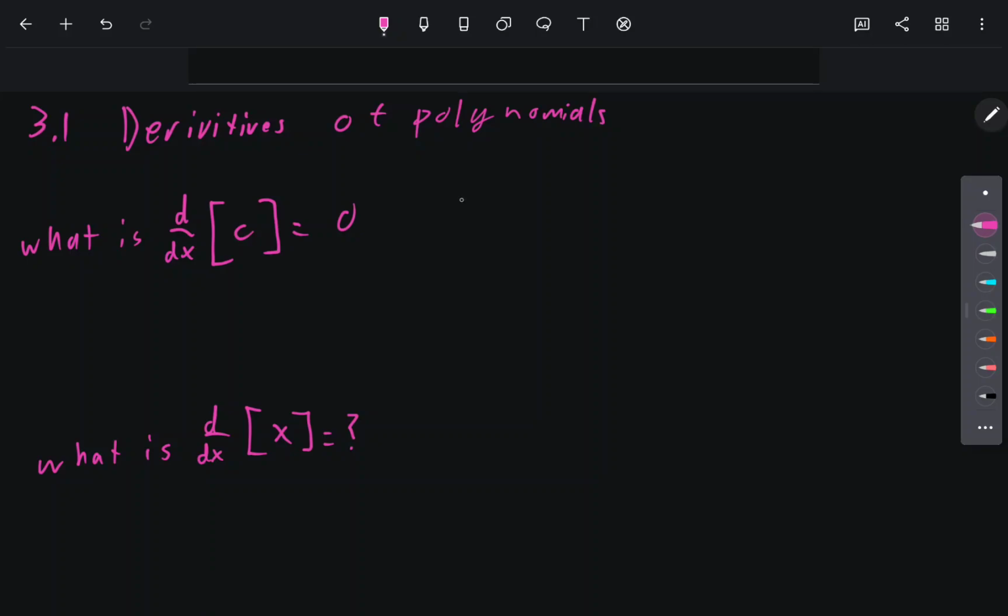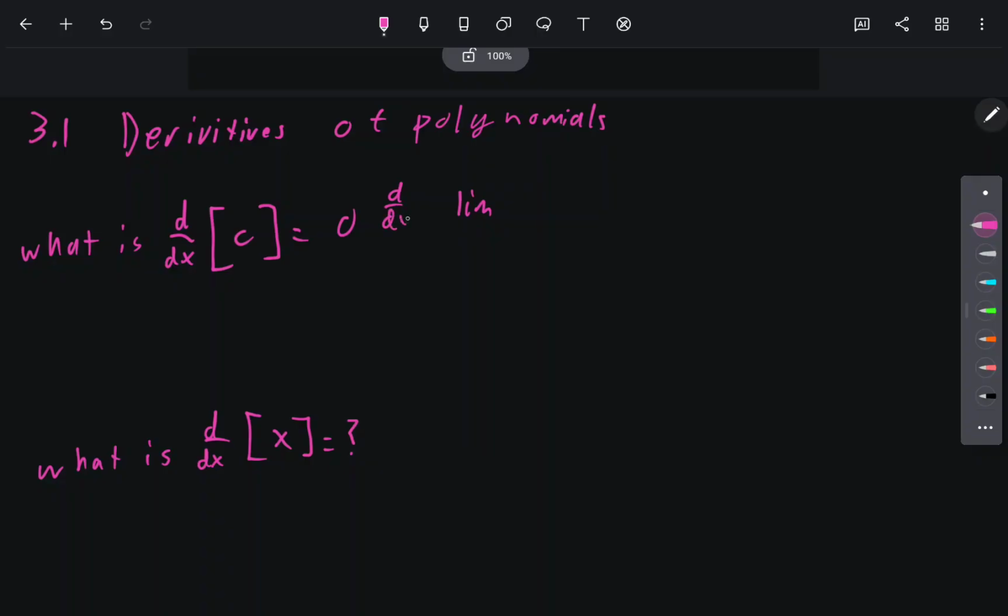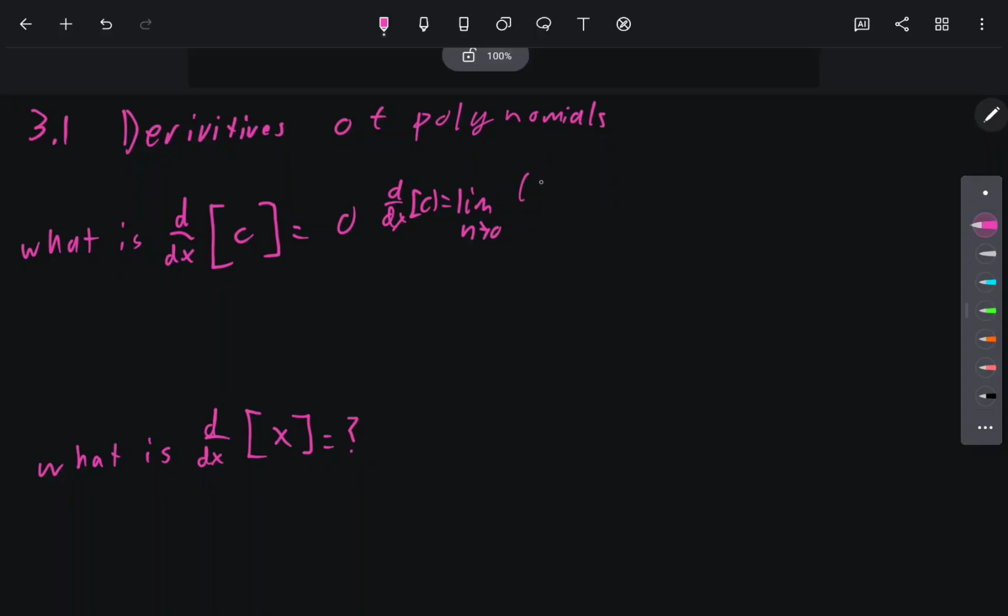We know the definition of a derivative. So d over dx of c here is really the limit as h approaches 0 of f of x plus h minus f of x all over h.